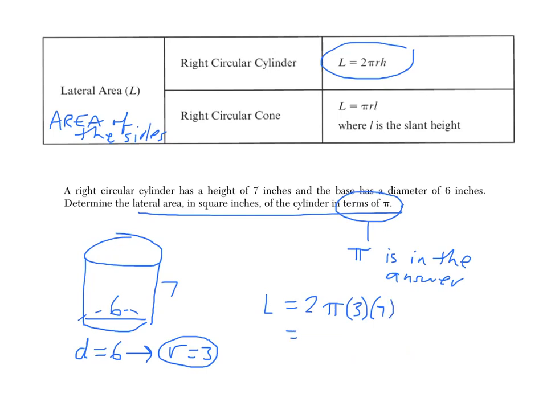And you can do this in your head actually to finish it off. 2 times 3 is 6. 6 times 7 is 42. So the answer is 42 pi, and that's where you'd slam on the brakes and finish the question that way, because it says in terms of pi. Pi is going to be in the answer, and that's as far as they want you to take the question.